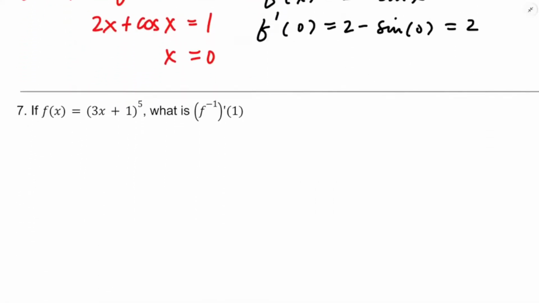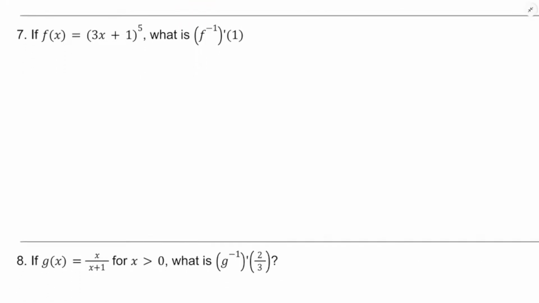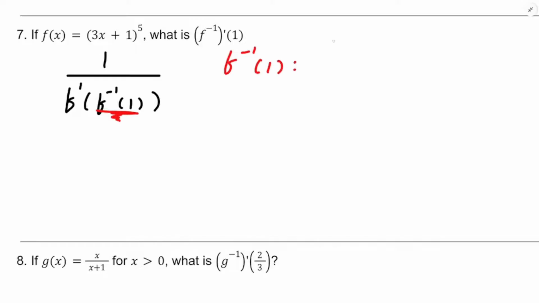Okay. That's a good one. f of x equals (3x plus 1) to the 5th power. Inverse prime of 1. Well, we've got this. Let's say, all right, well, I need to find f inverse prime of 1. So I'm going to set f of x equals 1.